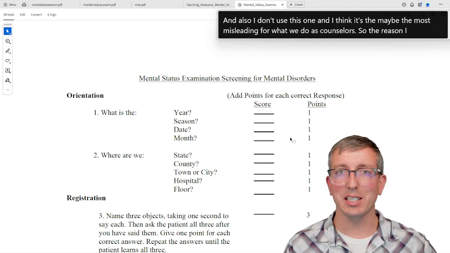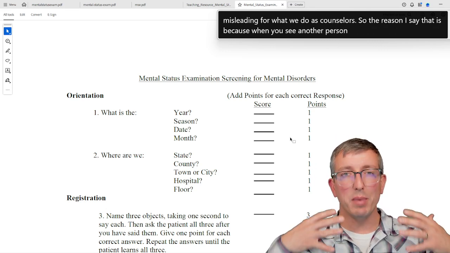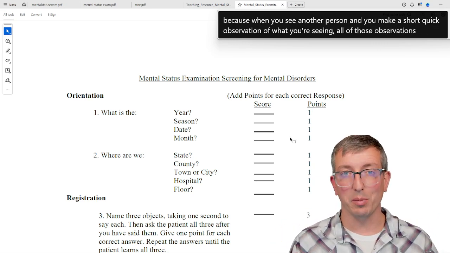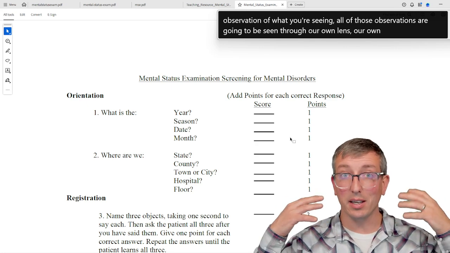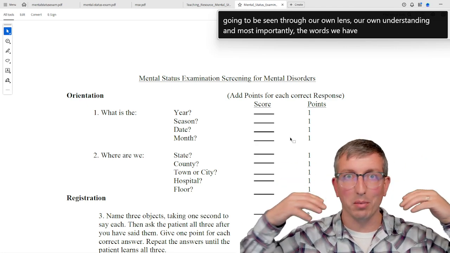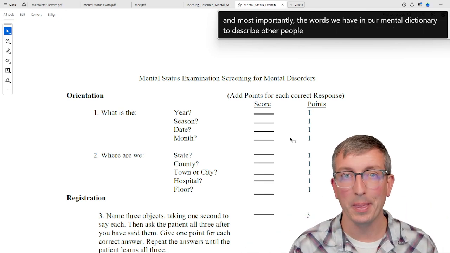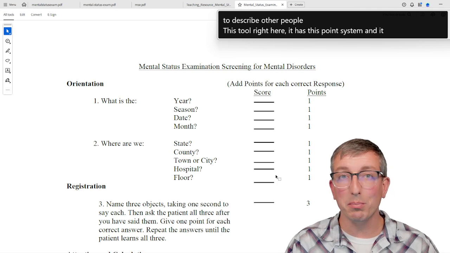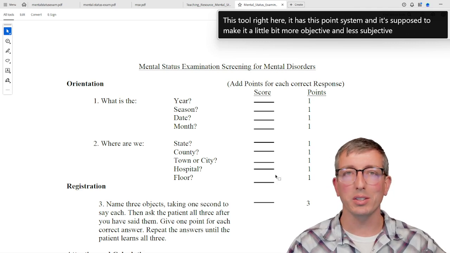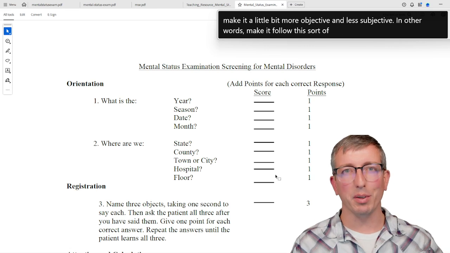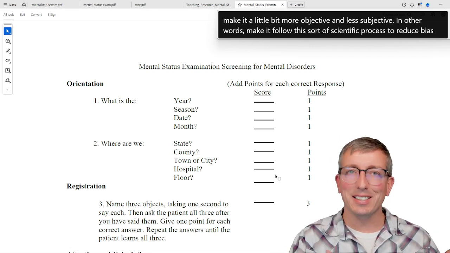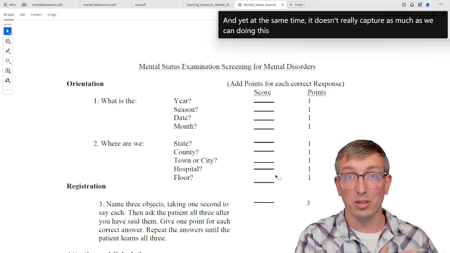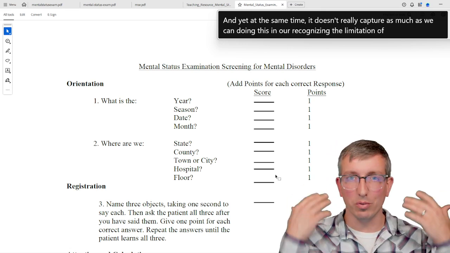The reason I say that is because when you see another person and you make a short, quick observation of what you're seeing, all of those observations are going to be seen through our own lens, our own understanding, and most importantly, the words we have in our mental dictionary to describe other people. This tool right here has this point system, and it's supposed to make it a little more objective and less subjective. In other words, make it follow a sort of scientific process to reduce bias. And yet at the same time, it doesn't capture as much as we can doing this while recognizing the limitation of our own language.